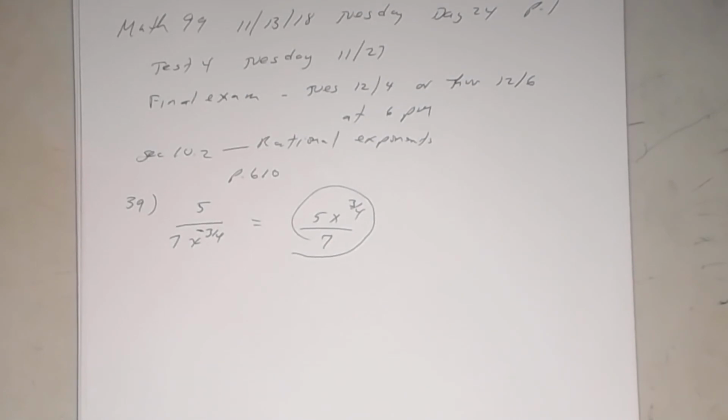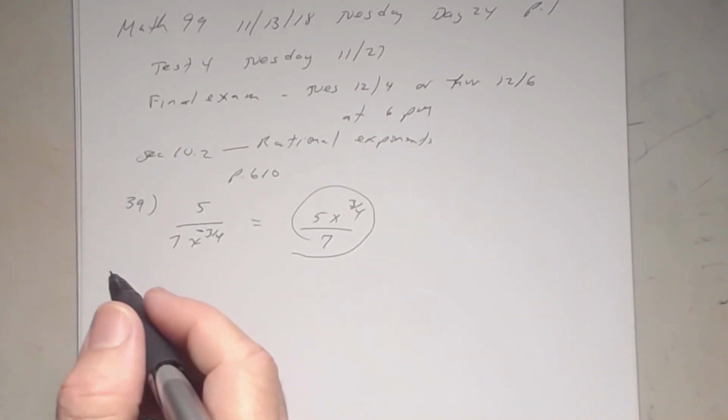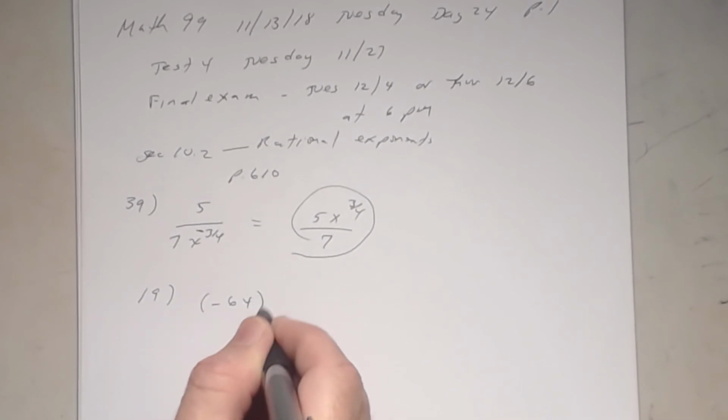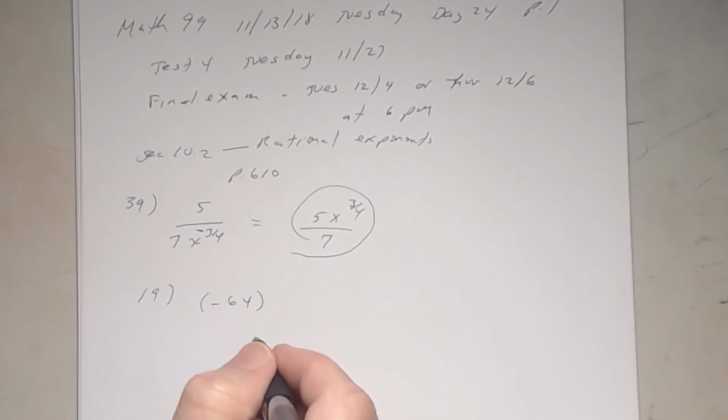Then we talked about this idea. This is going to be, let's say, number 19, where we had negative 64 raised to the 2/3 power. And the directions here say use radical notation to write each expression, then simplify it. All right, so the first thing I do is to rewrite this using radical notation. So negative 64 raised to the 2/3 power, when I write it as a radical, is what?